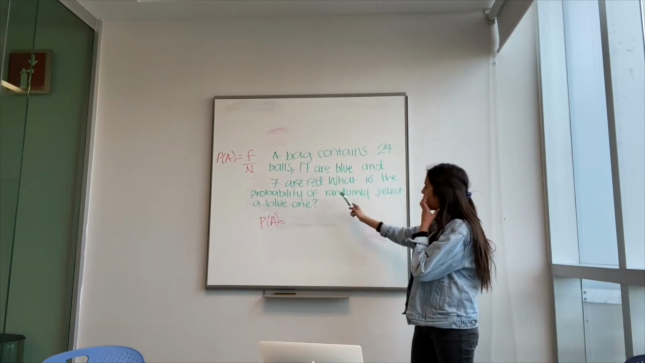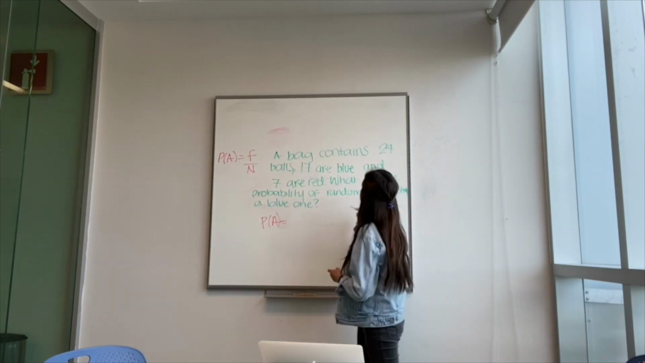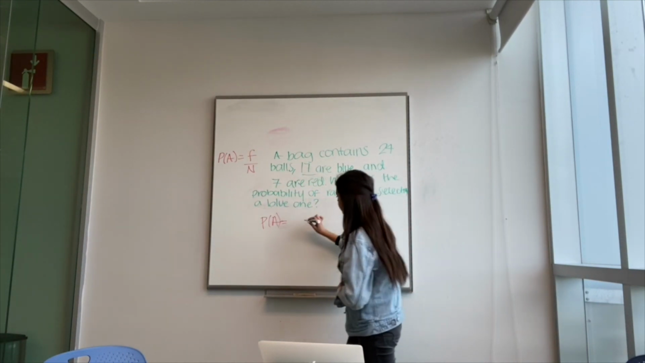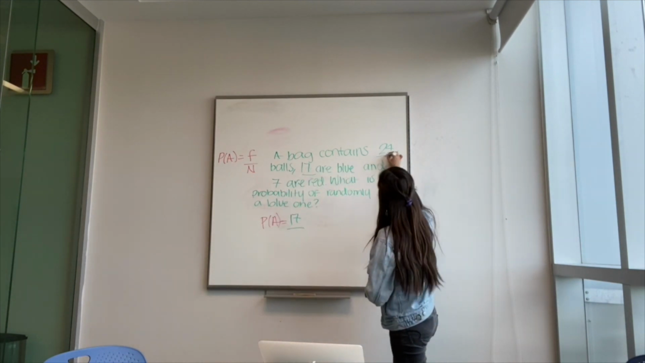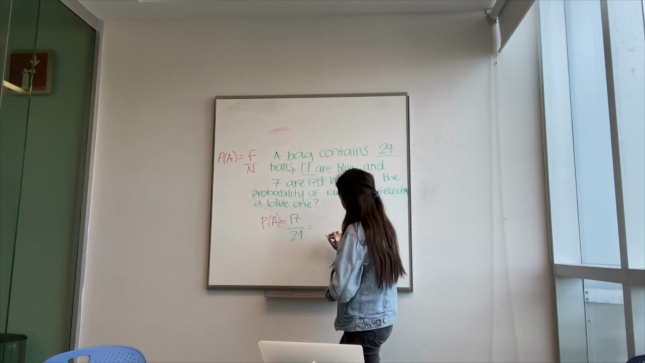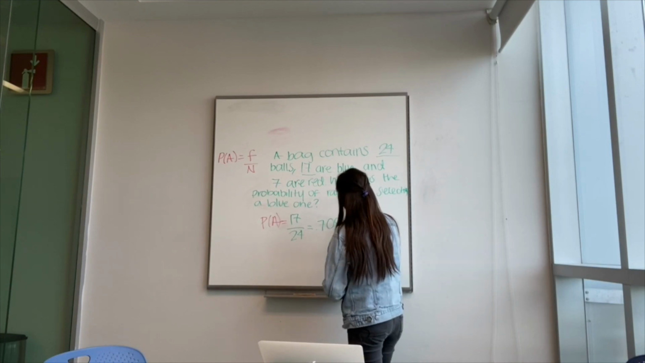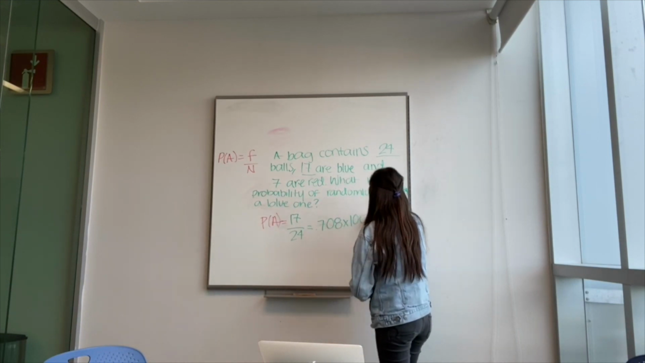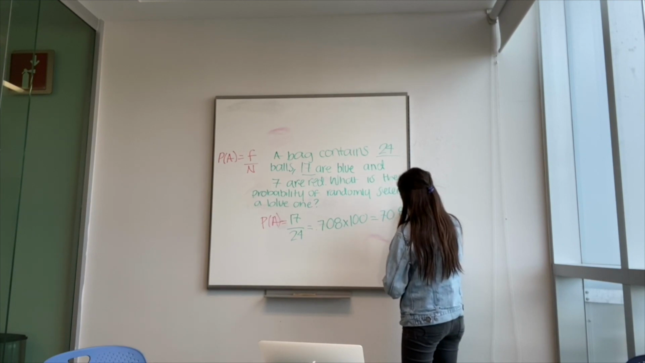What is the probability of randomly selecting a blue one? Now, F would be 17 and N would be 24. And this gives us 0.708, and if we multiply it by 100, we'll get 70.8%.